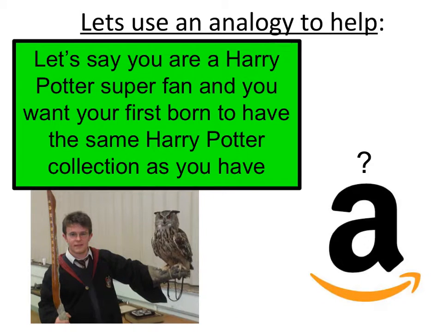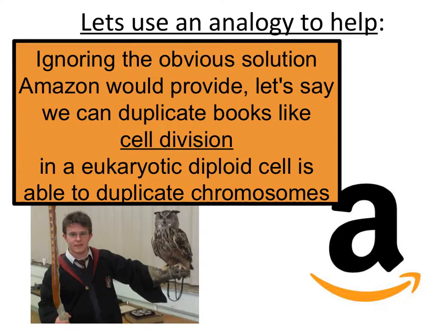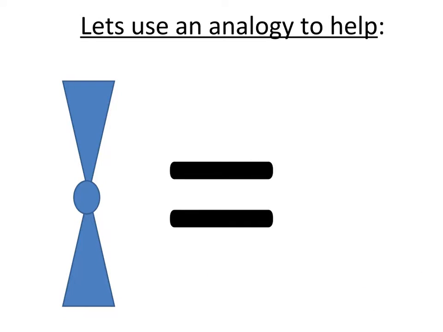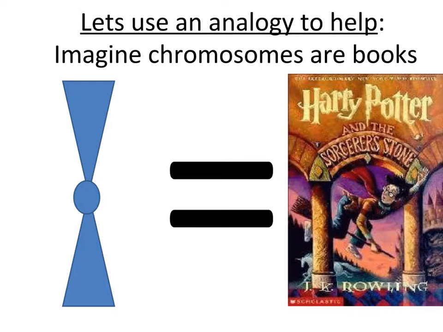And I guess Amazon would work. But let's ignore that obvious solution. And let's say we can duplicate books like cells duplicate chromosomes during cell division. Let's say we can duplicate books like cell division in a eukaryotic diploid cell does with chromosomes. So a chromosome will equal a Harry Potter book in this analogy.